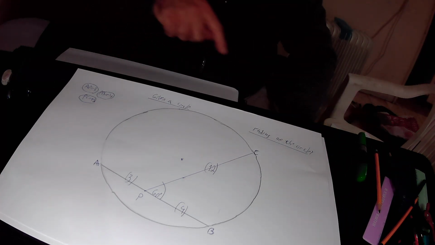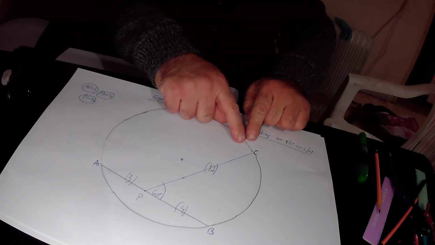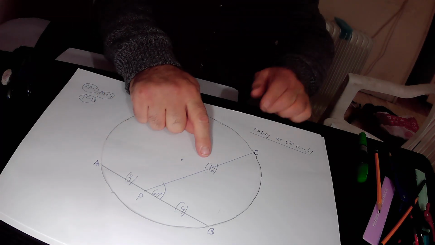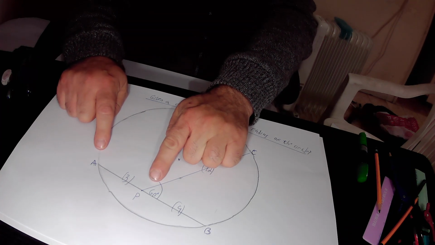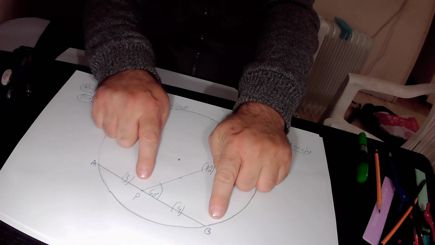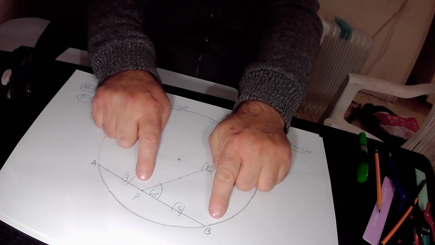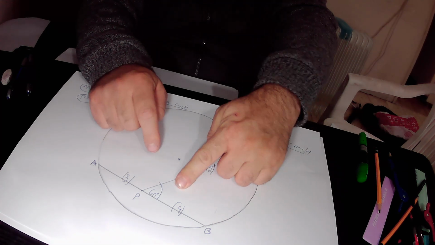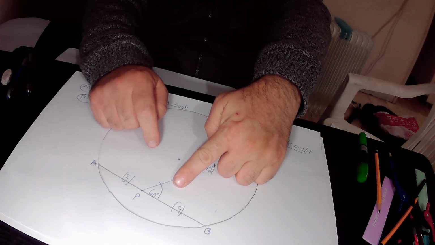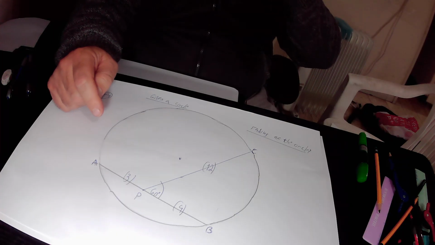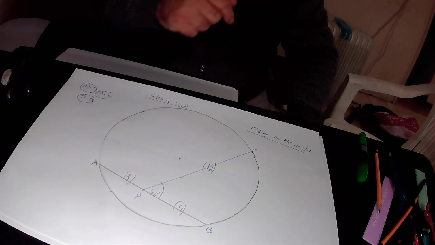In the domain we have a circle. This is line segment CP, which equals 12 units in length. This is line segment AP, which equals 3 units in length. This is line segment PB, which equals 4 units in length. This is angle CPB, which equals 60 degrees. Again, our task is to find the radius of this circle.